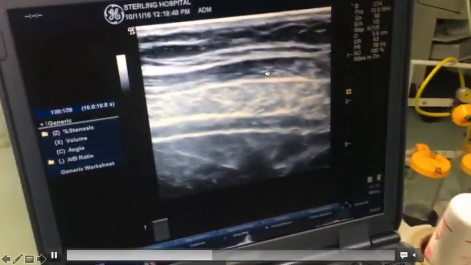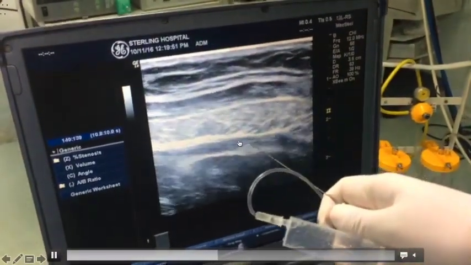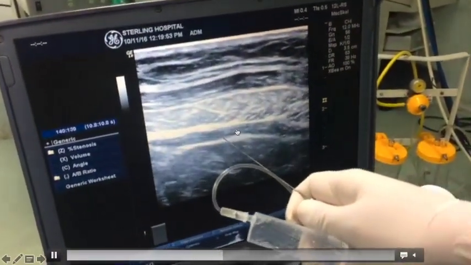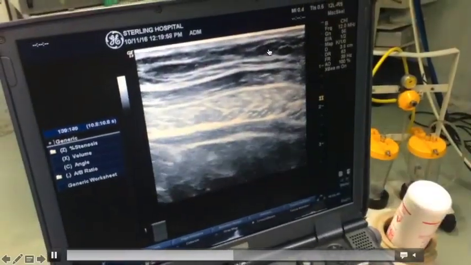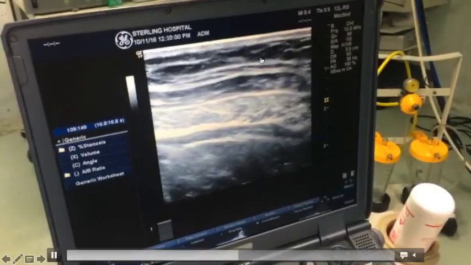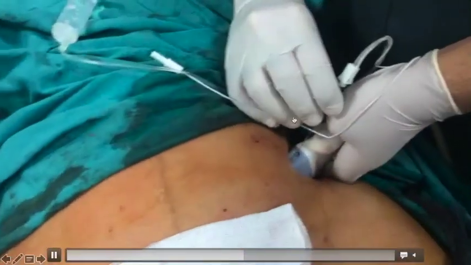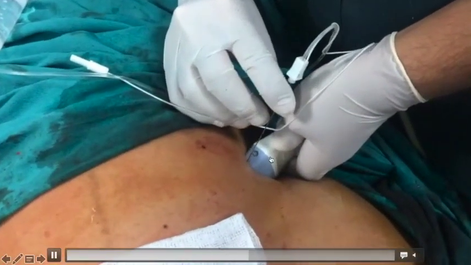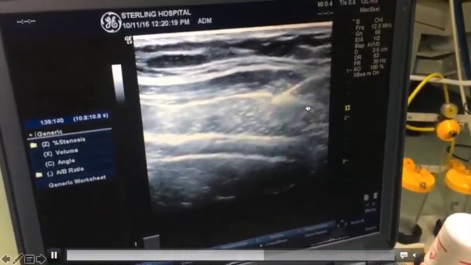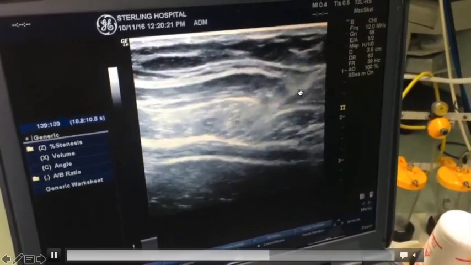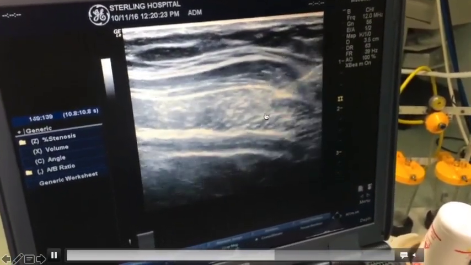Now you can see this is the external oblique muscle, this is internal oblique, and this is transversus abdominis muscle, and this is the area where I am interested. This is subcutaneous tissue, this is Camper's fascia, and this is Scarpa's fascia. I am inserting the needle in plane, so it will go parallel to the probe, and I can see the entire needle shaft. Here you can see I have pierced the external oblique muscle.